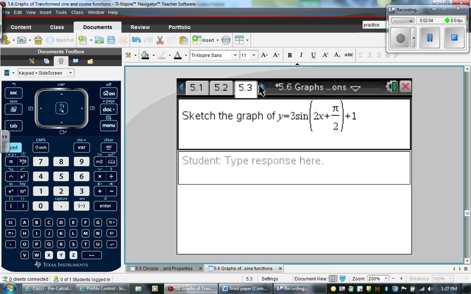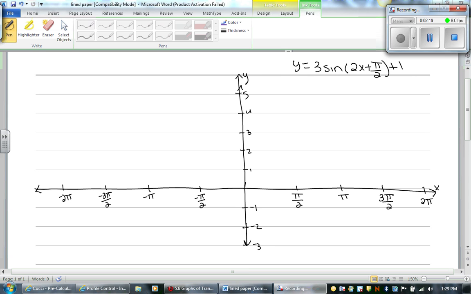Alright, so what we're going to do is sketch the graph of y equals 3 sine of 2x plus pi over 2, plus 1. So go ahead and get your piece of graph paper out, and we'll work on sketching this. The first thing I'm going to do is pull apart what I have here. I know that my midline, and I'm going to shortcut here, is going to be 1. My amplitude is 3. My frequency in front of the x is 2. My phase shift I have to work for.